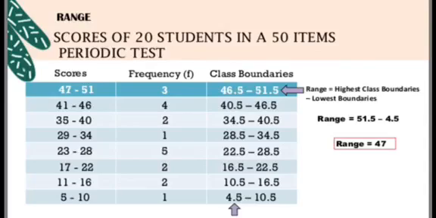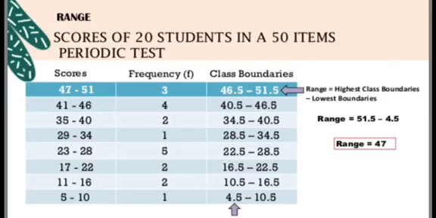And then sa 23 to 28 is 22.5 to 28.5. Sa 17 to 22 is 16.5 to 22.5. Sa 11 to 16 is 10.5 to 16.5. And last, sa 5 to 10 is 4.5 to 10.5.